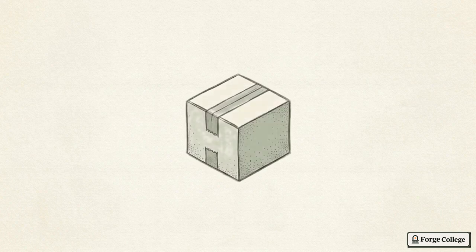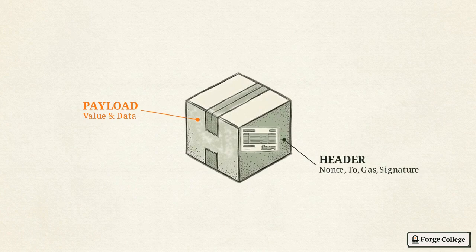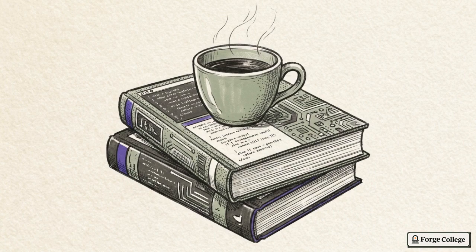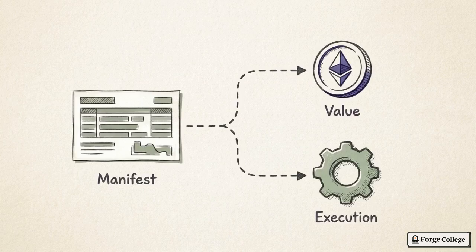To make sense of it, let's use a simple analogy. Think of every Ethereum transaction as a digital shipping package. Attached to the side of that package is a highly detailed, extremely strict manifest that tells the network exactly what to do. You don't need to be a master coder to understand this. By learning to read just 5 specific fields on this manifest, you unlock the ability to see exactly how the network routes value and executes complex instructions.